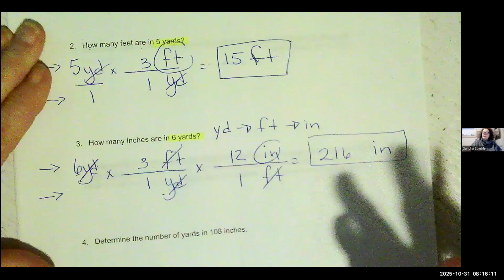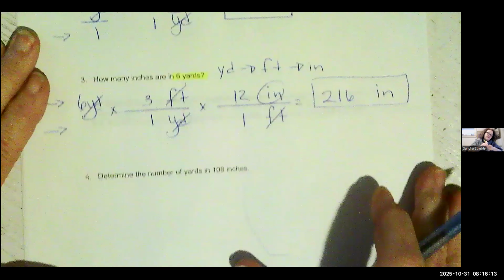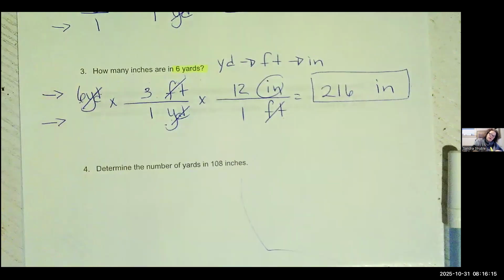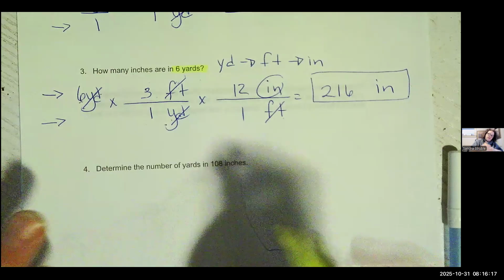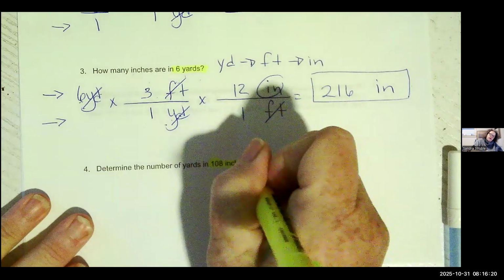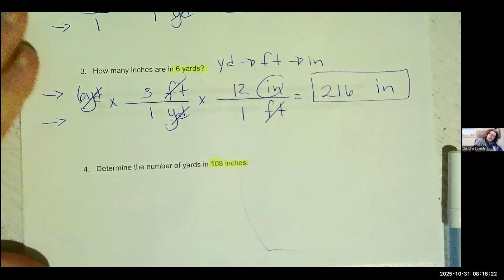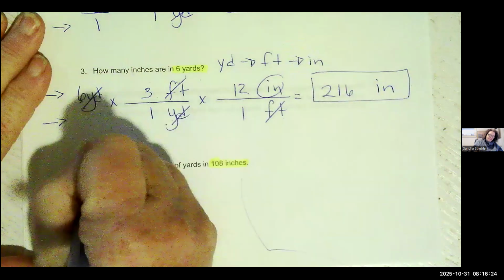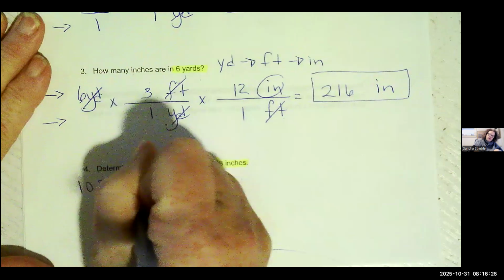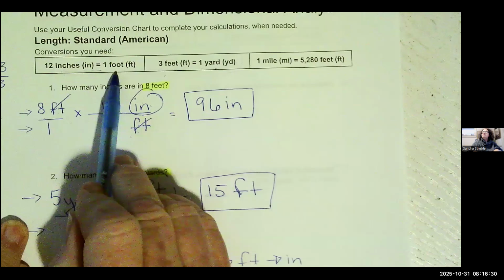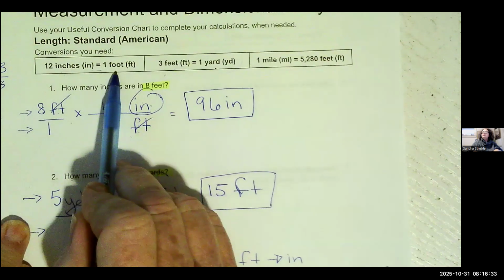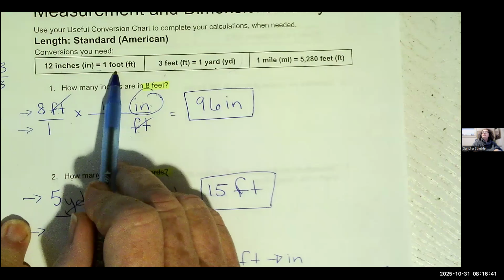All right, the next one is to determine the number of yards in 108 inches. Start with what you're given, 108 inches. Now I can go from inches to foot. I do not want you to go look for units that will get you from inches to yard. That is not what I'm doing here. I want you to use only what I'm giving you because that's what's going to happen on the exam. Okay, you're going to only have access to what I give you.